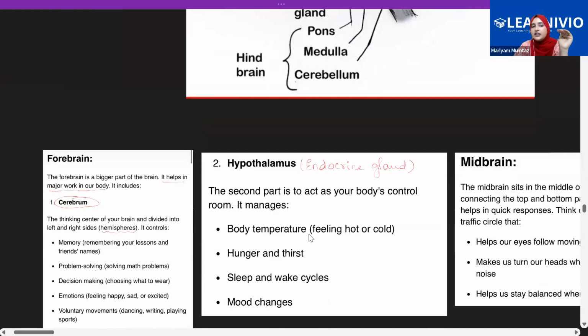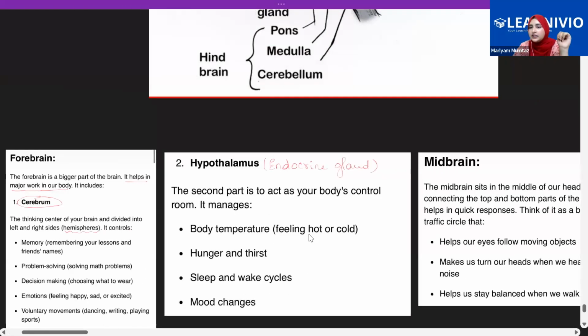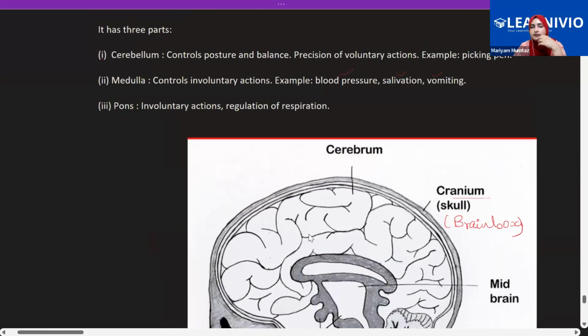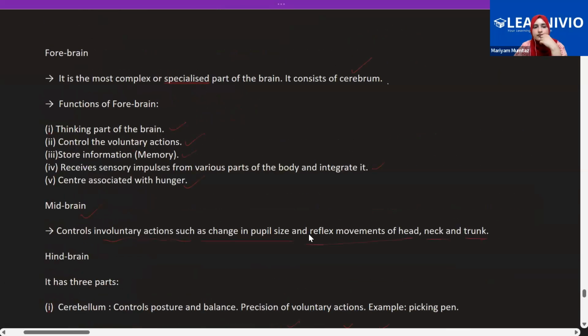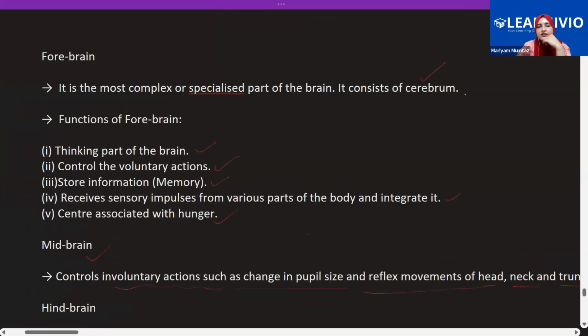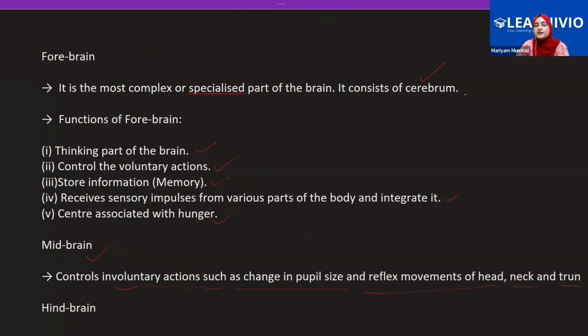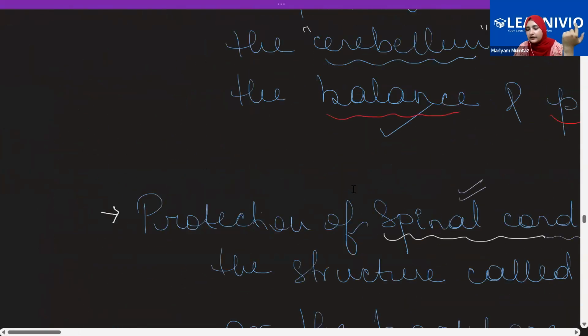Up until now, have you people understood the functions of the forebrain and the midbrain? Oh, yes, ma'am. Okay. Now see some other functions of the forebrain. It is the thinking part of the brain, controls voluntary actions, stores information, receives sensory impulses from various parts of the body and integrates them. And it is the center associated with hunger. We feel hungry because of the forebrain, and the hypothalamus also helps us to feel hungry.